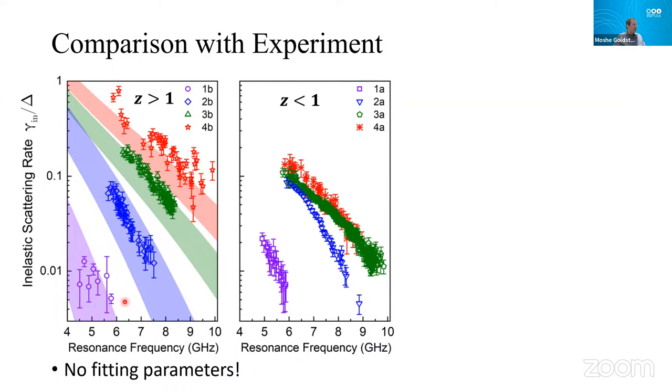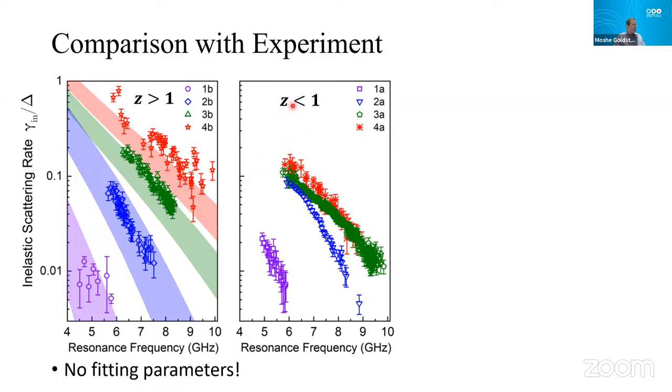We just plug into the theory parameters extracted from the experiment, and those parameters have some uncertainty. So we use only parameters from the experiment with their uncertainty, and then we get those theoretical bands. We can see that in the regime of large enough impedance, where our theory is supposed to be accurate, there is very good matching between theory and experiment. So we consider that explained.